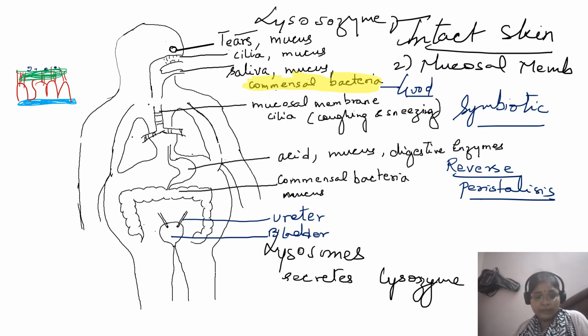And sometimes in children, this sphincter muscle doesn't work well. Then what happens? The bladder is full and it pushes the fluid back to the ureter. And at that time, if it reaches the kidney, it can cause infection in the kidney.